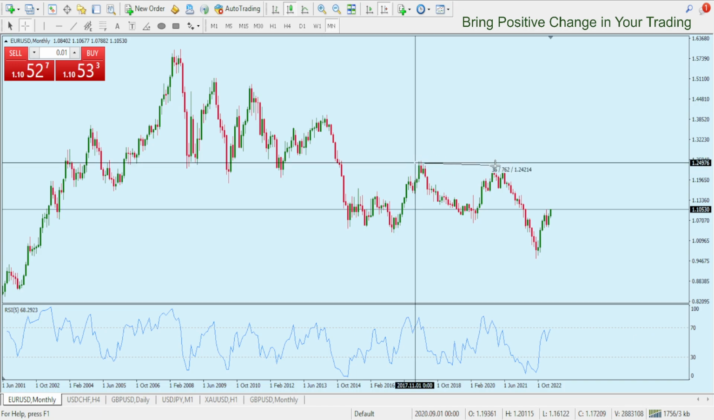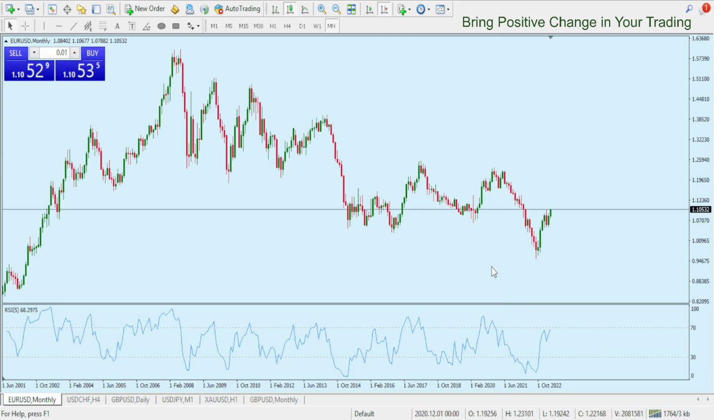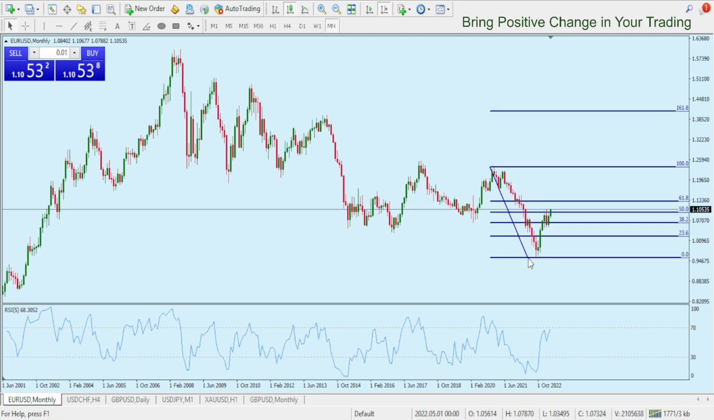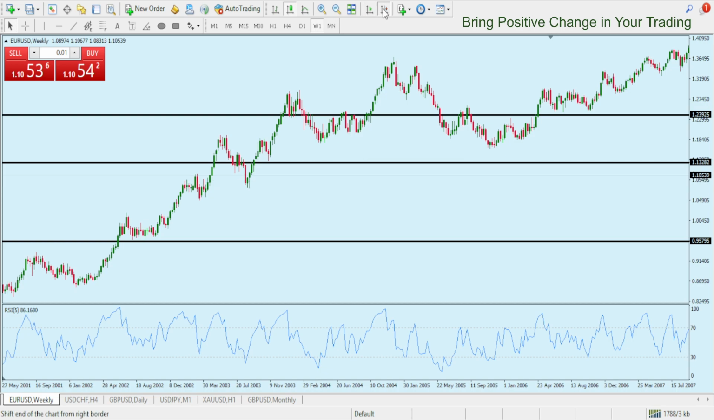Even on the monthly, if you see, this is the top and the market dropped for 2914 pips, I guess. What's difficult in that? So to me, let's find out our trading ranges. This is our trading range, and this is our trading range on the monthly, and this is the Fibonacci. Now let's find out what's going on the weekly time frame.